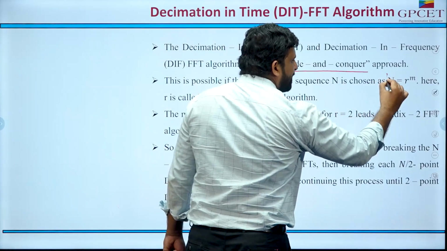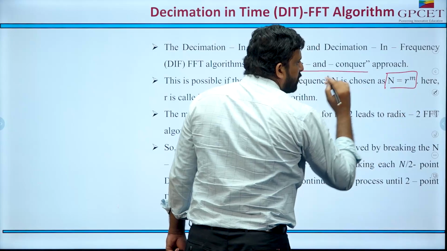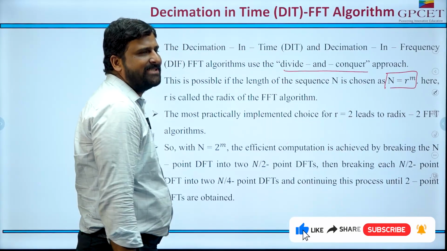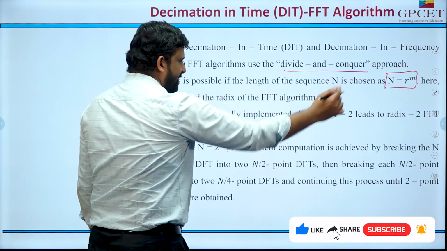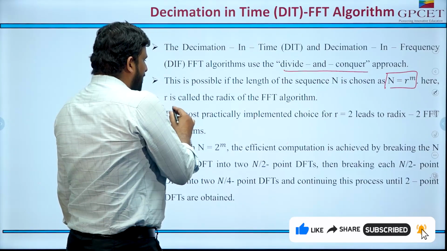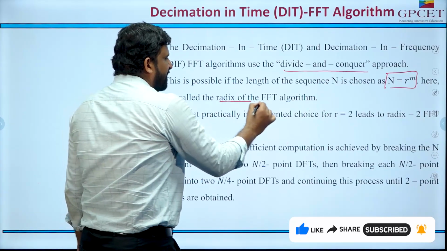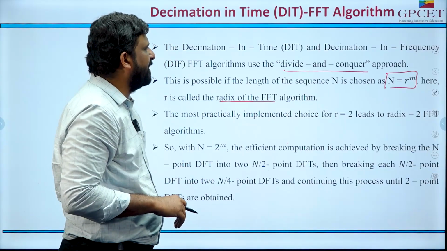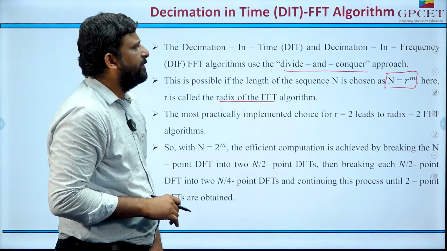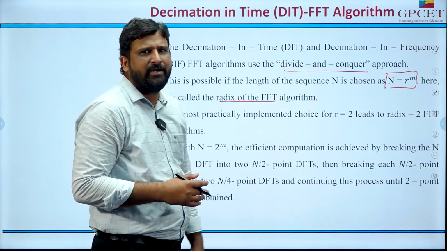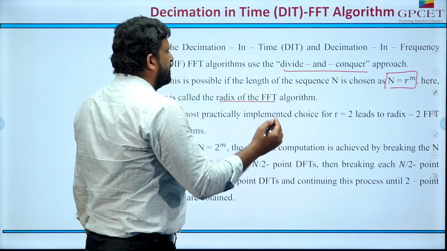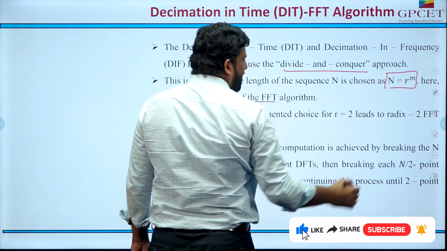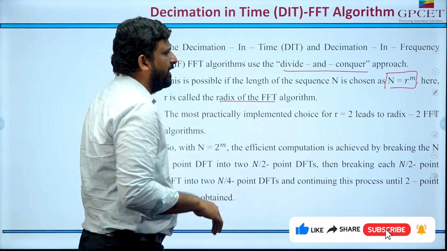You have to keep in mind the formula N is equal to r to the power of m. So what is r? r is nothing but the radix. So r is called the radix of the FFT. It will be helpful to keep it in mind, because it will be an MCQ question in your competitive exams. So capital N is equal to r power m, where r is said to be the radix of the FFT.